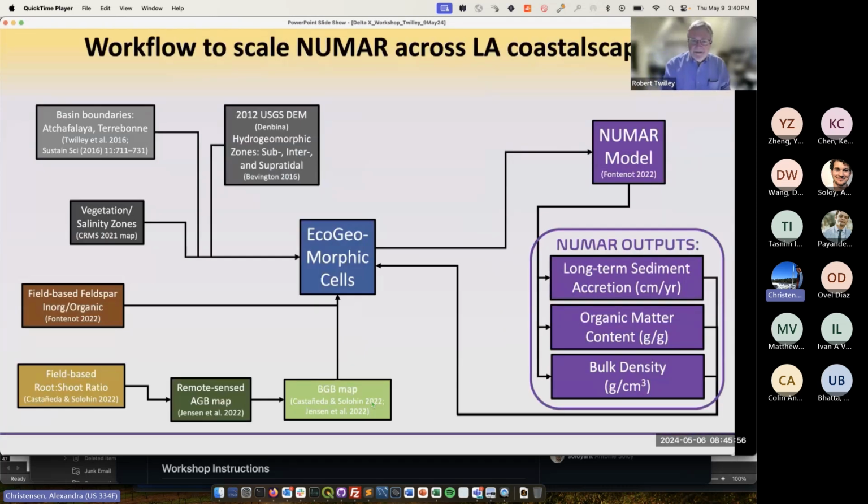Now you can take this unit model and apply it across a landscape. I'm not going to spend a lot of time on that. You'll hear other people talk about this.